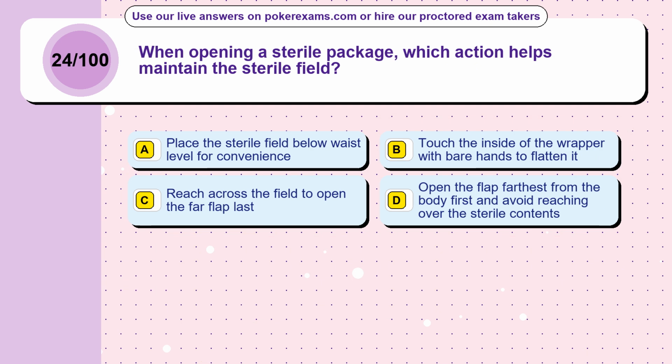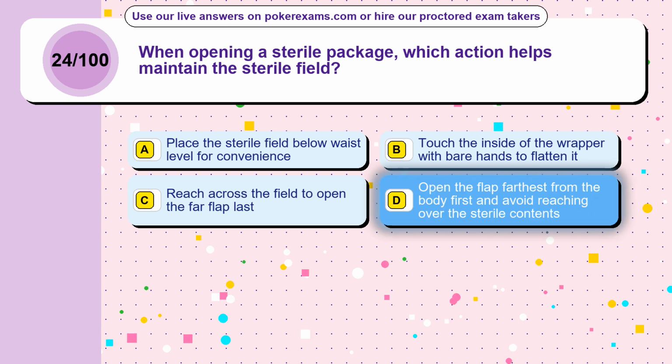Question 24. When opening a sterile package, which action helps maintain the sterile field? Option A. Place the sterile field below waist level for convenience. Option B. Touch the inside of the wrapper with bare hands to flatten it. Option C. Reach across the field to open the far flap last. Option D. Open the flap farthest from the body first and avoid reaching over the sterile contents.